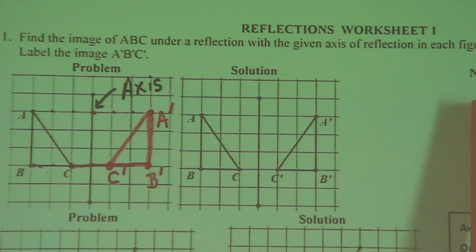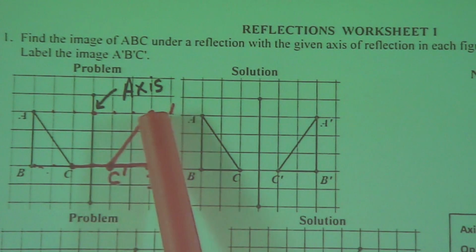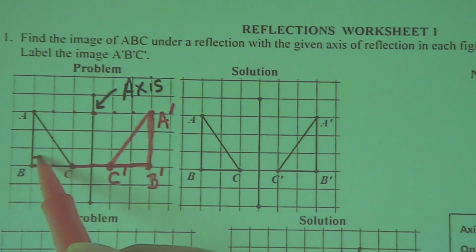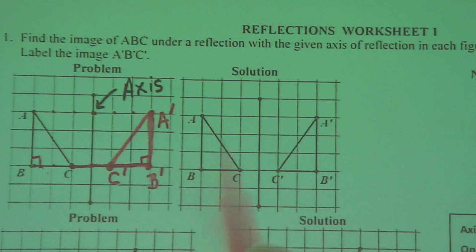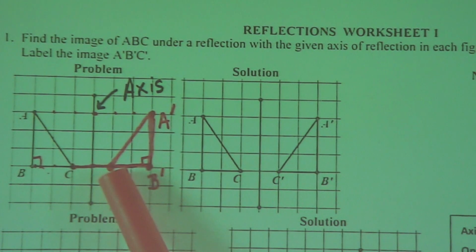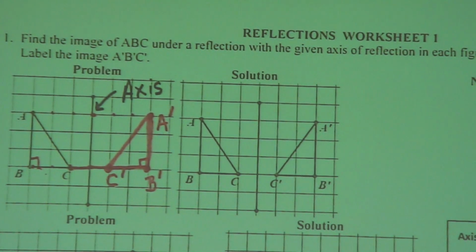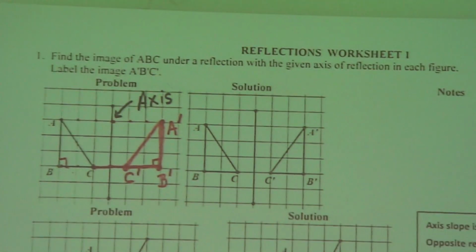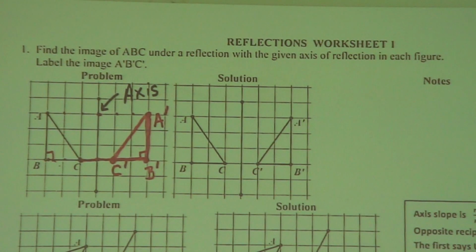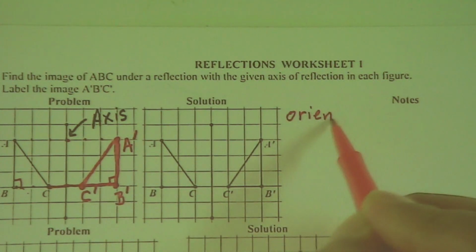Some notes. Notice this triangle is the same size as that triangle. This angle is 90 degrees, and so is that. All the sides have the same length. The area, the perimeter, they're all the same. Only one thing has changed. If you put your right hand in front of a mirror and look at the image, it would seem to be your left hand. So things are kind of reversed. We call that orientation. We say that orientation changes.